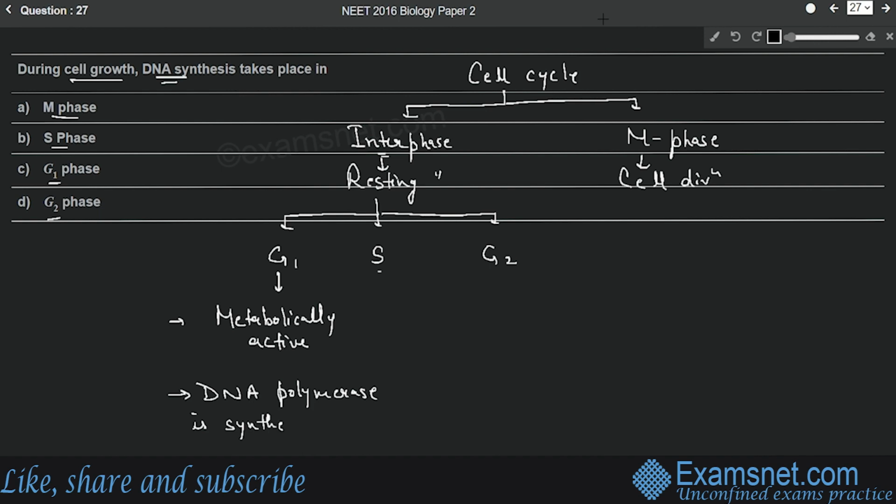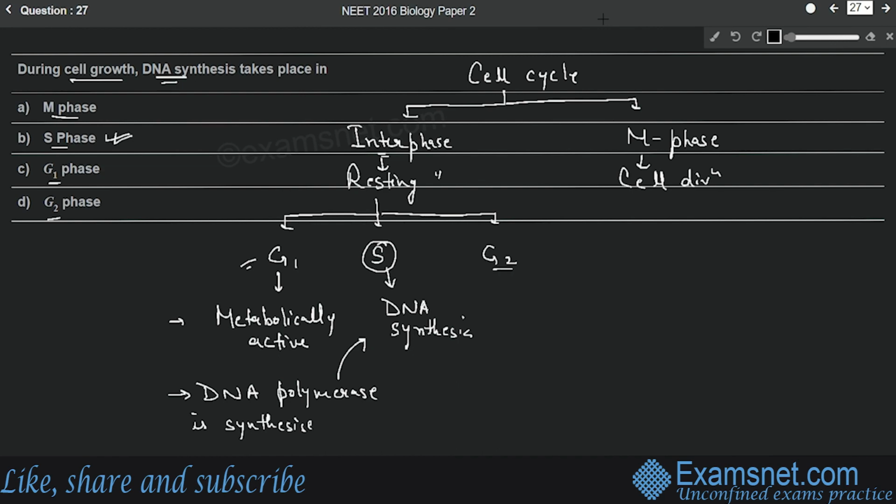Now this enzyme is the one that is responsible for the duplication of DNA. But the thing is that this enzyme does not get activated during G1 phase. It is only synthesized during G1 phase, and it gets activated in S phase or the synthesis phase, and due to this reason DNA synthesis takes place during S phase, okay, with the help of DNA polymerase enzyme, right? Therefore, the correct answer will be option number B, S phase.